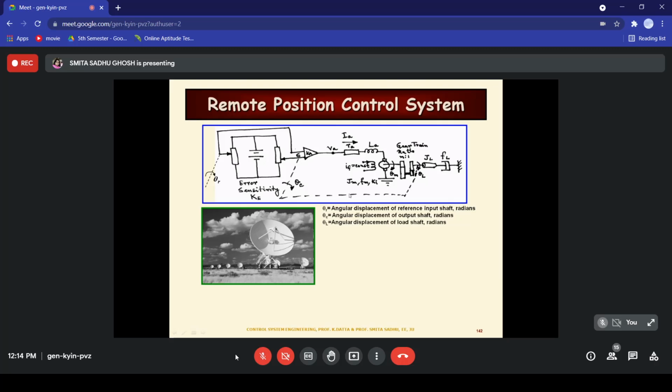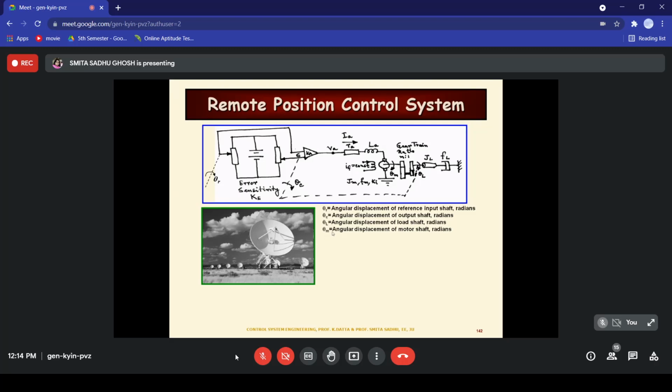Now, it may have been that there was another gear train over here, so that theta C and theta L are not essentially equal. Over here, what has been shown is that theta C is equal to theta L because this mechanical coupling is directly done with the load shaft. But if the coupling had been done through a gearing arrangement, there would have been a conversion ratio between theta C and theta L. However, for this particular setup, theta C is equal to theta L.